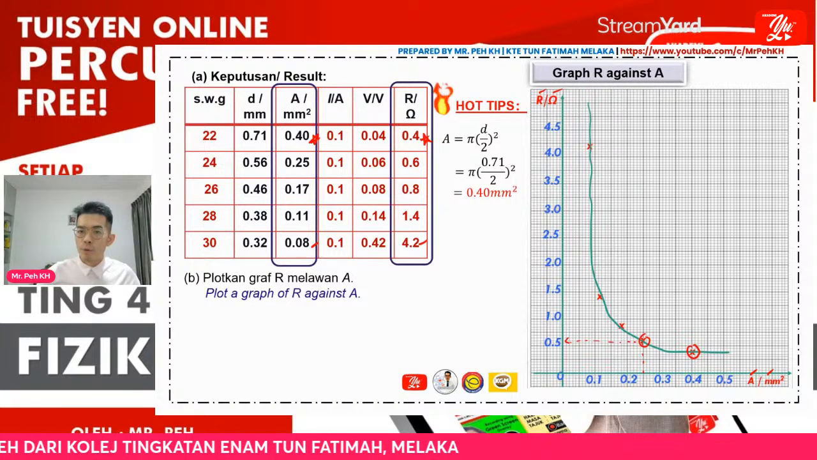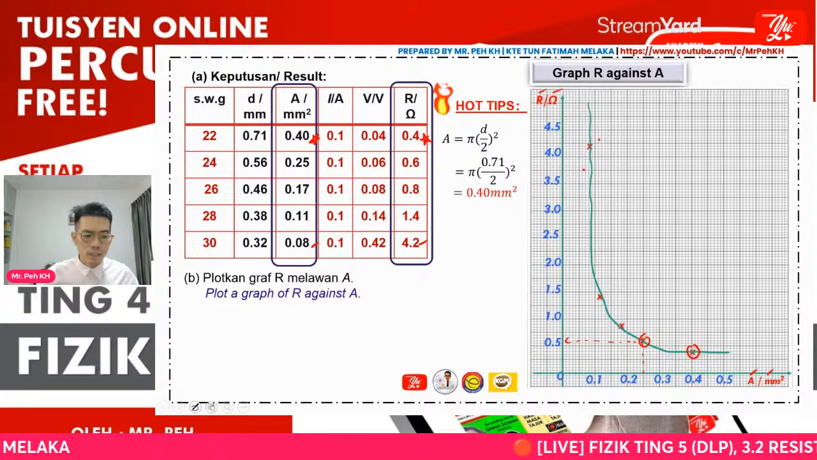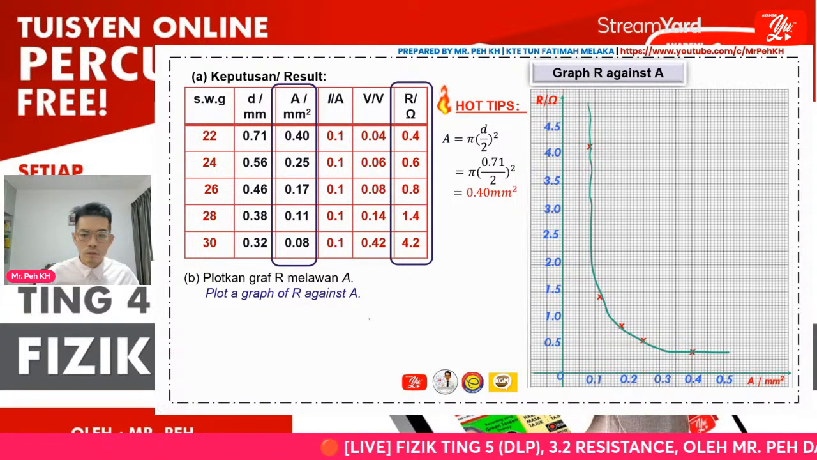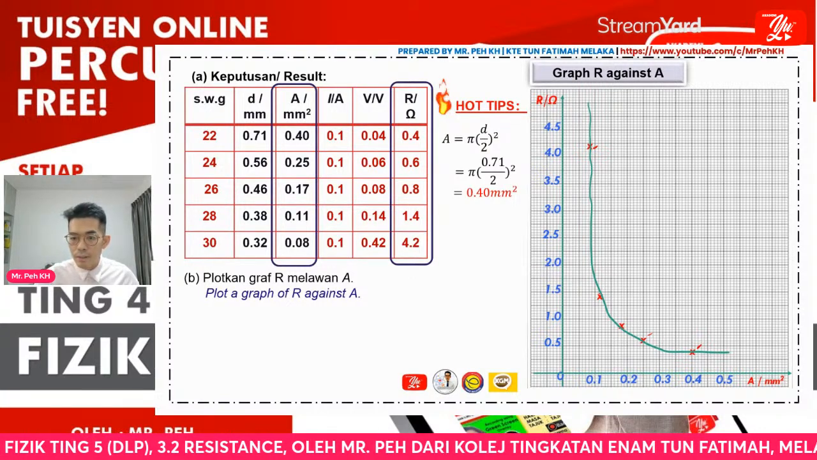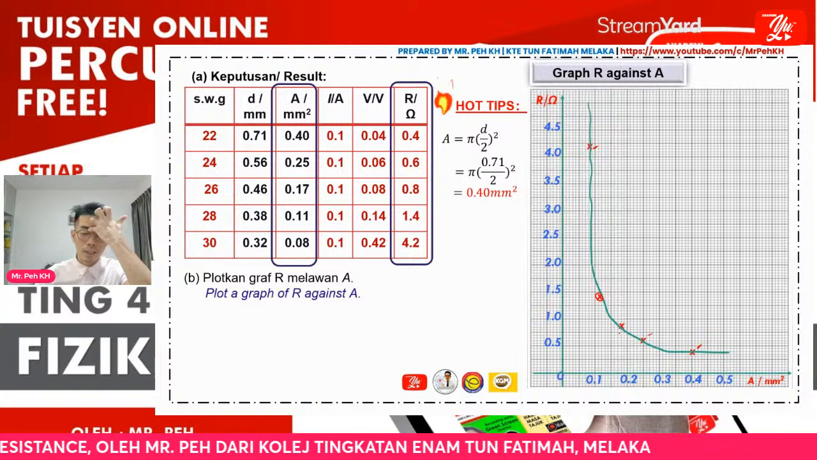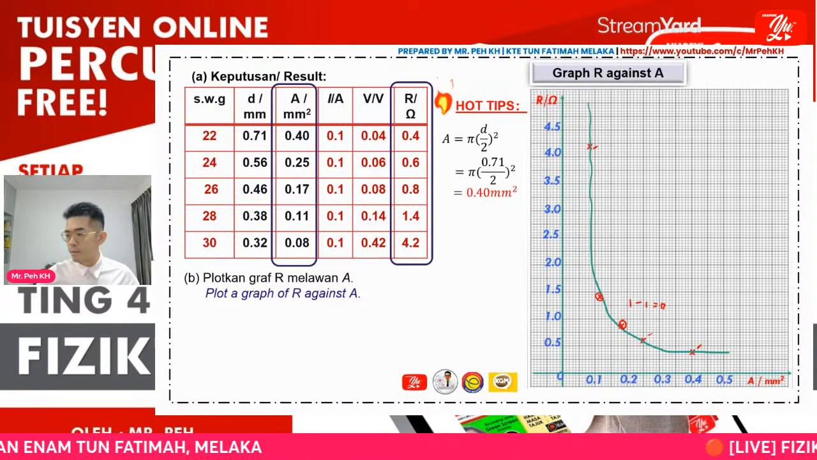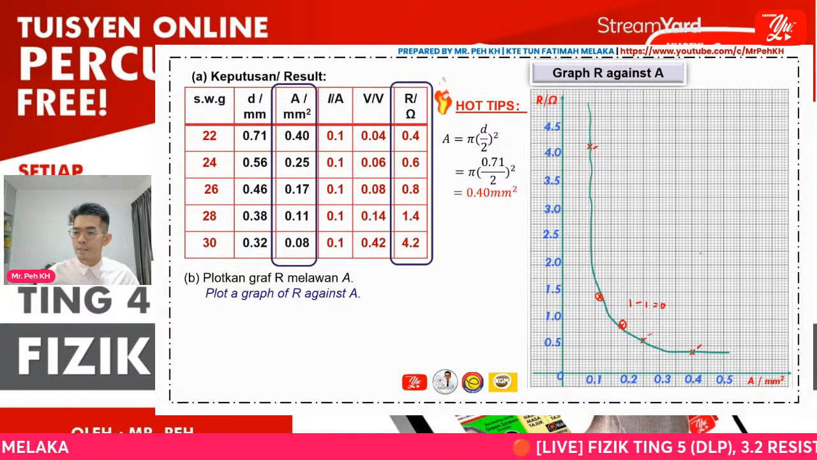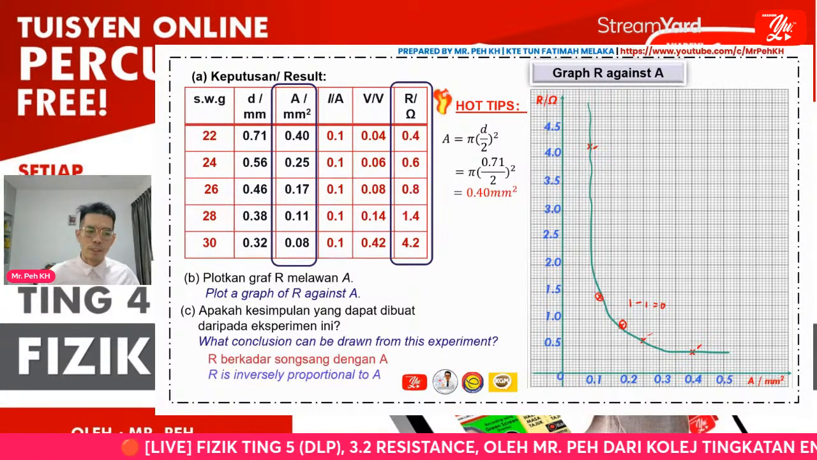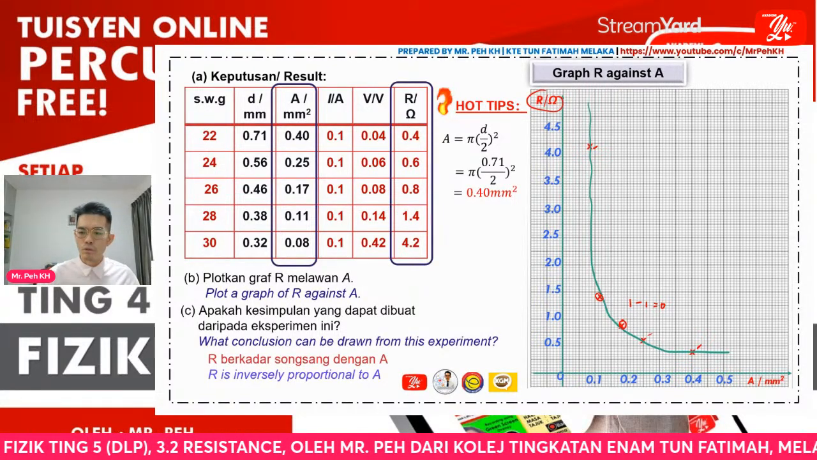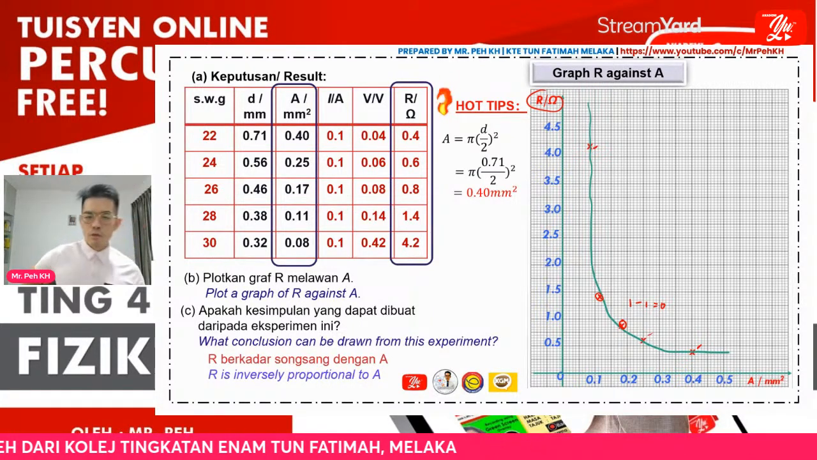Make sure the points above the line and below the line cannot differ by more than 1. In this drawing, you can see this is on the line, and these two are also on the line. So here is considered below the line and here is above the line. So 1 above minus 1 below is 0, so it cannot be more than 1. So this is considered a good baseline. So what is the conclusion? R is inversely proportional to A. This will be the advice answer for this experiment.